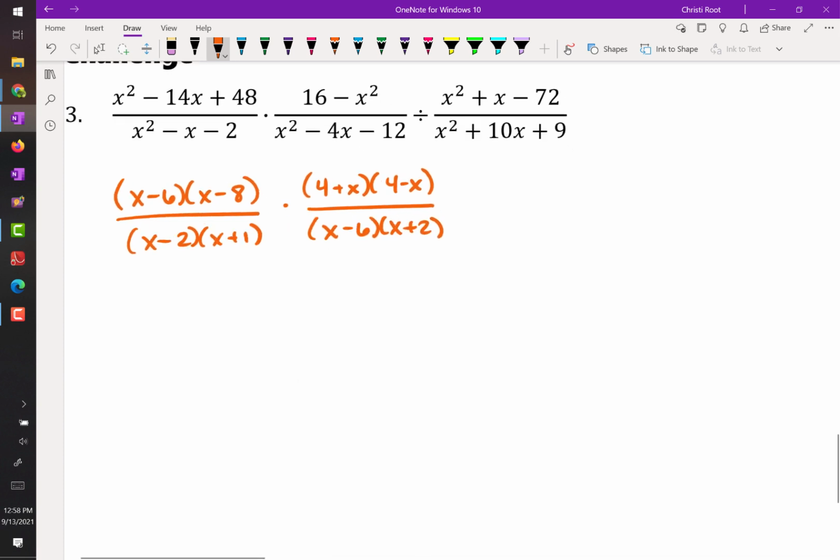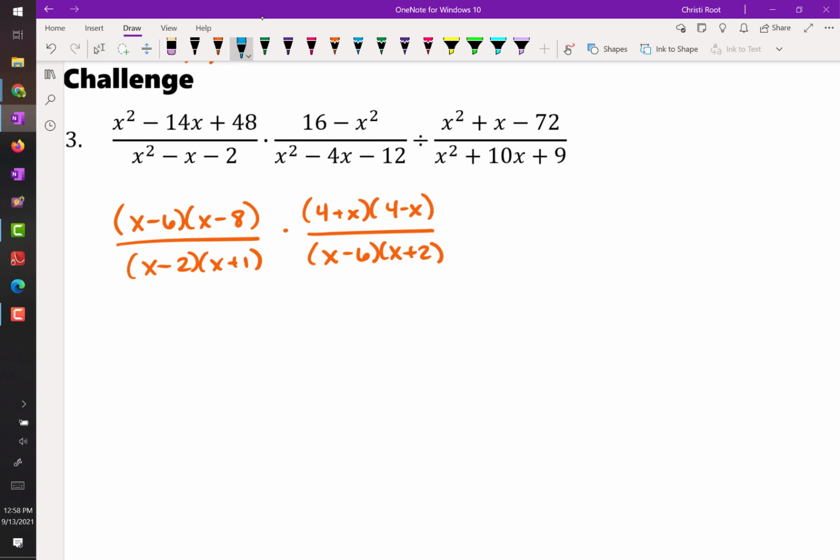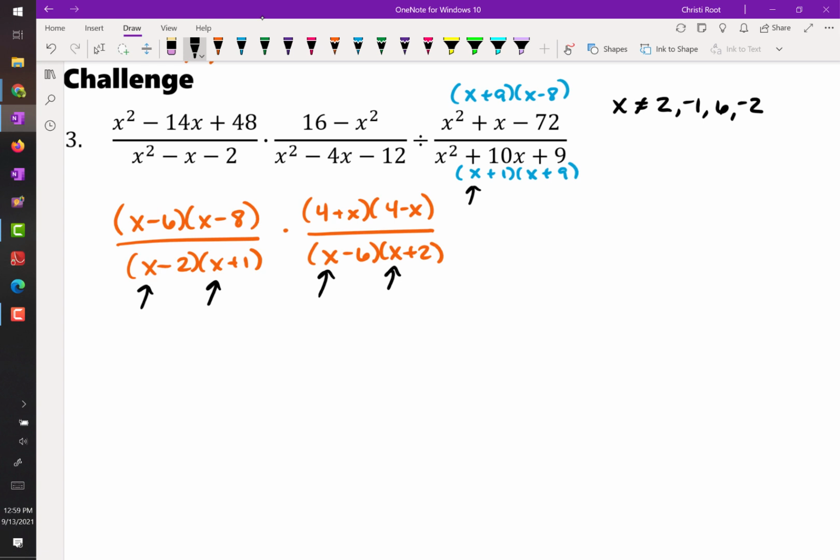Okay, now this one right here, we gotta be really careful. So I'm gonna write it in blue above it. So that'll be x plus 9, x minus 8, and then x plus 1, x plus 9. The reason why I'm doing that is I want to make sure that I'm gonna write down all of my excluded values first. So x cannot be equal to 2, or negative 1, or positive 6, negative 2. So in the blue ones, negative 1, I already have that one written down, and negative 9. All right, so that's a lot of excluded values.